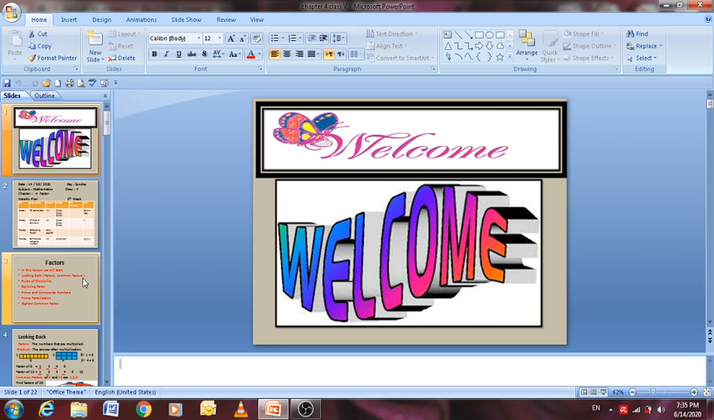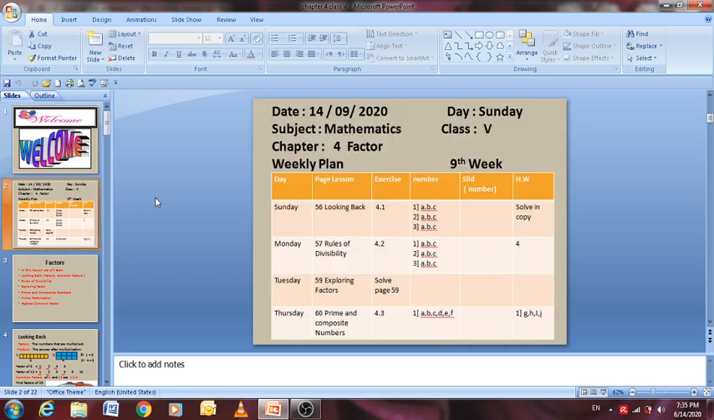Today we will complete our chapter. We are in chapter 4, factors. Today we will take rules of divisibility, exercise 4.2, numbers 1, 2, 3, letters A, B, C in all, and the homework only number 4. Okay, let's start.